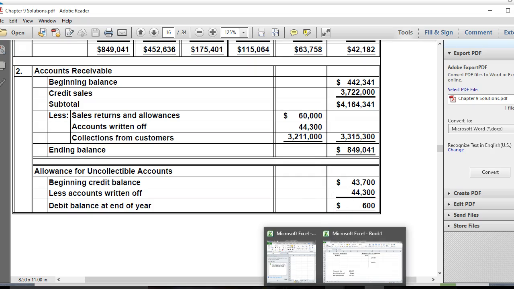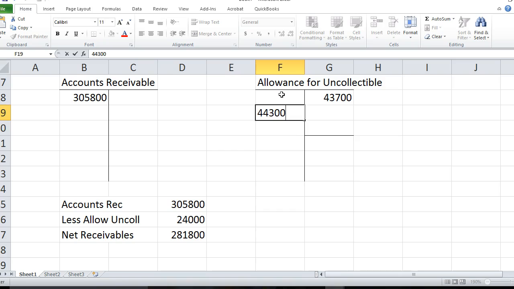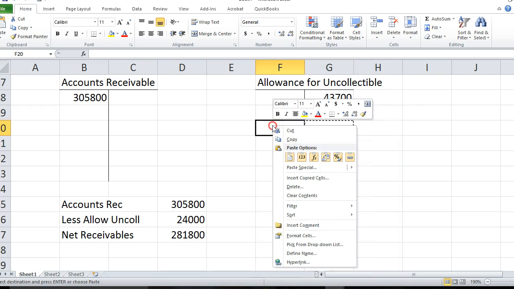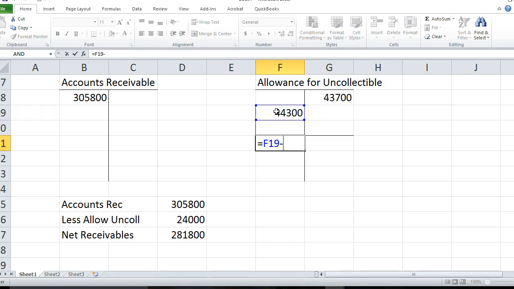Again, if I do a T account, a $43,700 credit and a $44,300 debit, give me what is my balance? $600 debit balance. Okay?